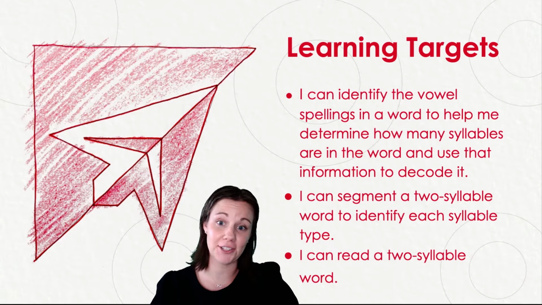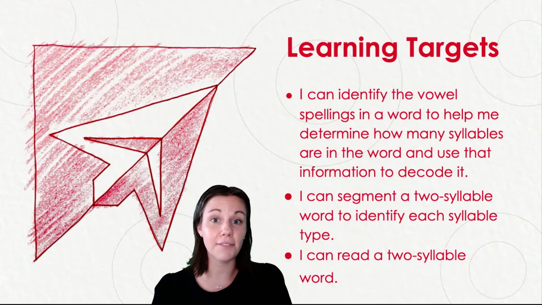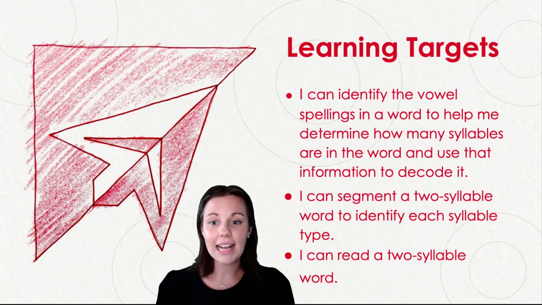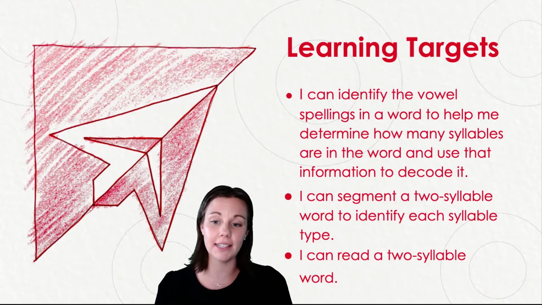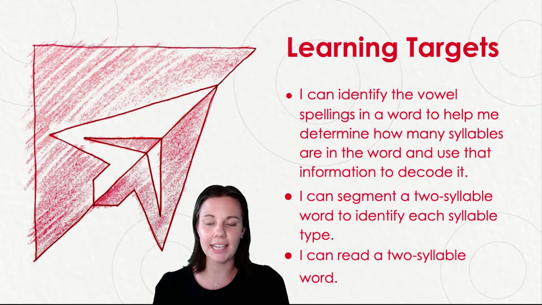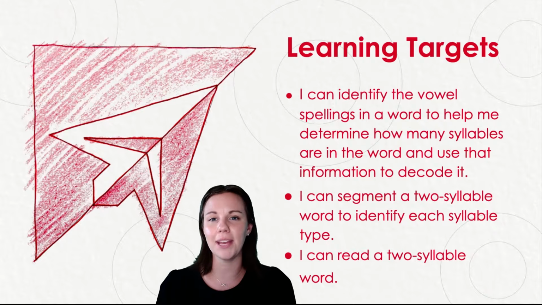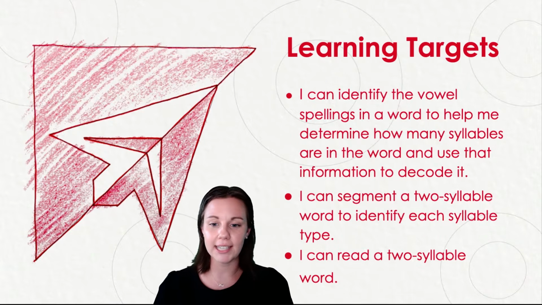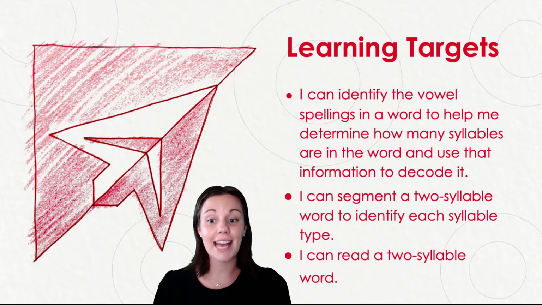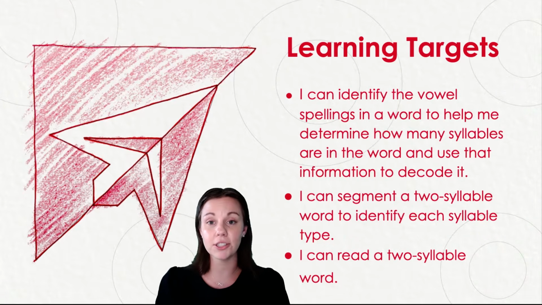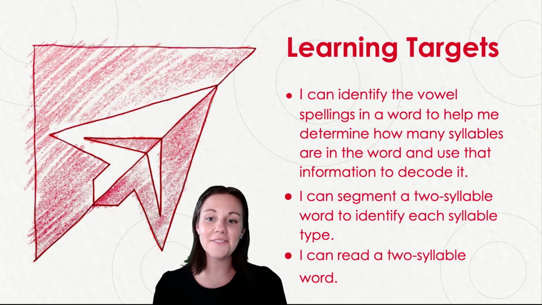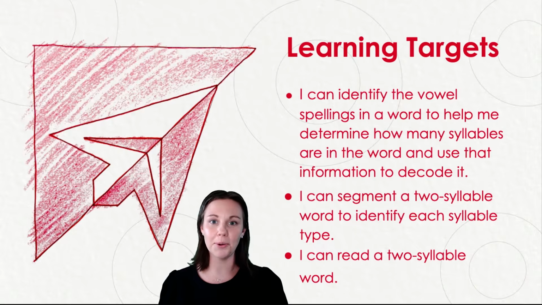Here we have our learning targets. Let's take a look at the first one together. I can identify the vowel spellings in a word to help me determine how many syllables are in the word and use that information to decode it. The second learning target says, I can segment a 2-syllable word to identify each syllable type. And the final learning target, I can read a 2-syllable word.